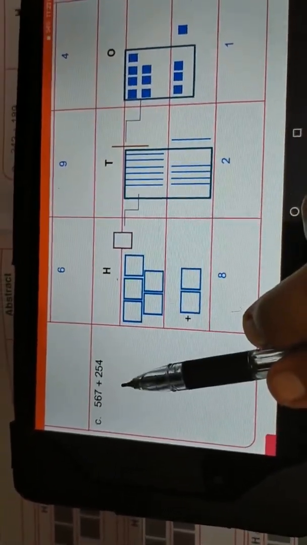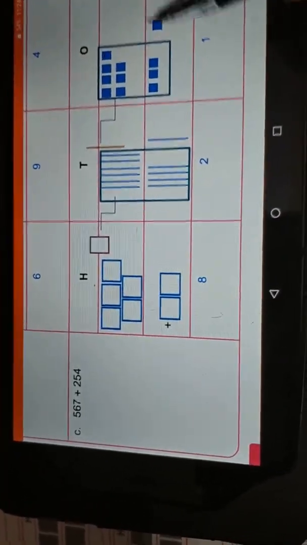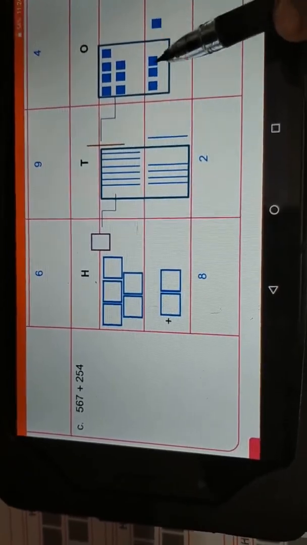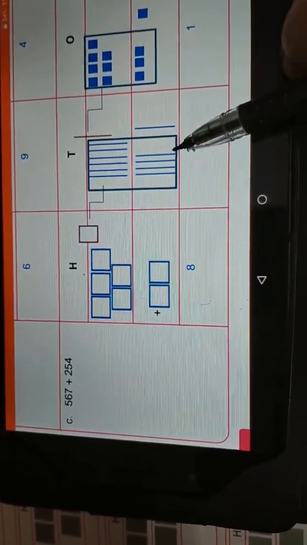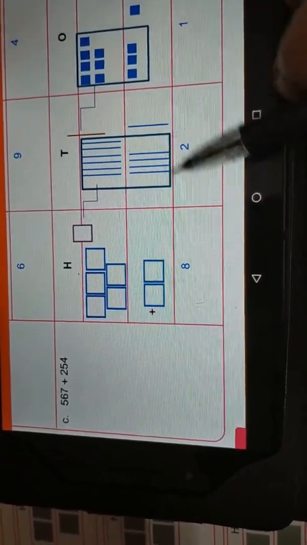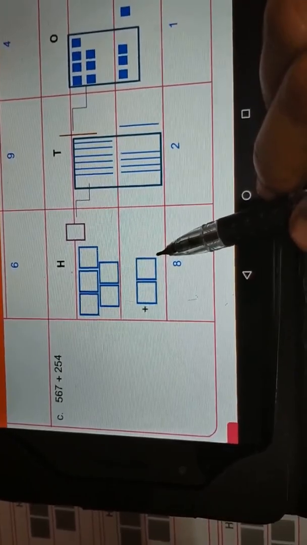Then 254 is there. So we have to draw 4 boxes in the ones place: 1, 2, 3 and 4. Then 5 standing lines in the tens place: 1, 2, 3, 4 and 5. And we have to draw the 2 squares in the 100 place.